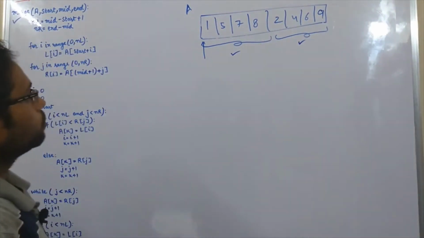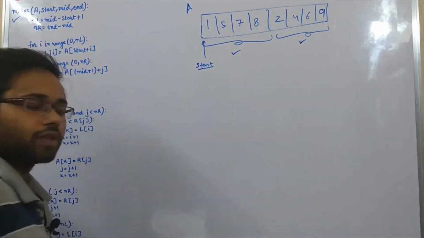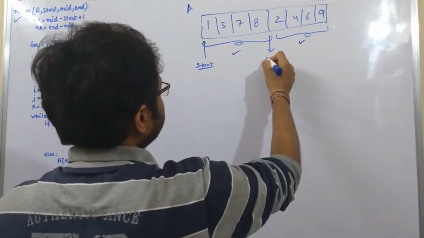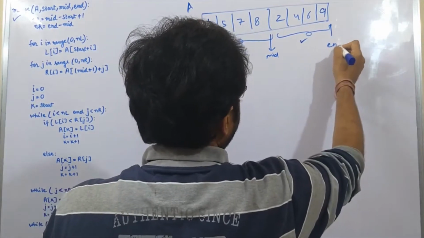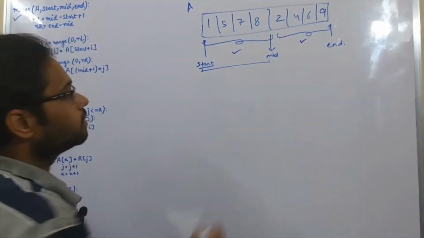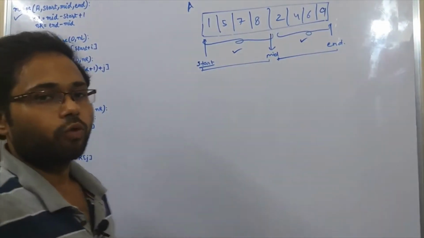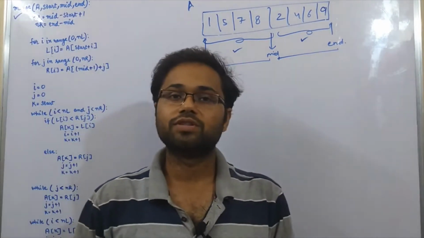So this list contains two parts such that the first part is sorted and the second part is sorted. We will have some variables: start, which is the starting point, mid, which is the midpoint, and end. From start to mid, the array is sorted. From mid plus 1 to end, the array is sorted. Now, how will the merge procedure work?